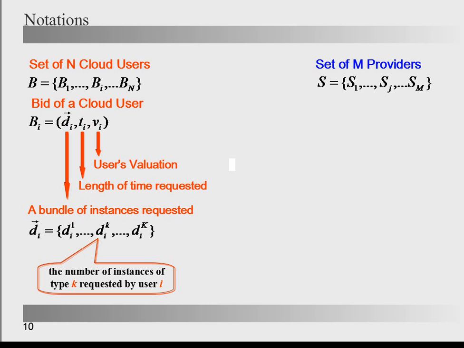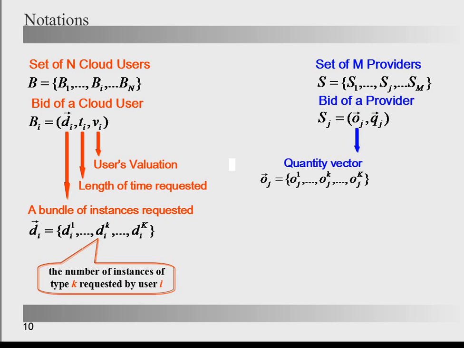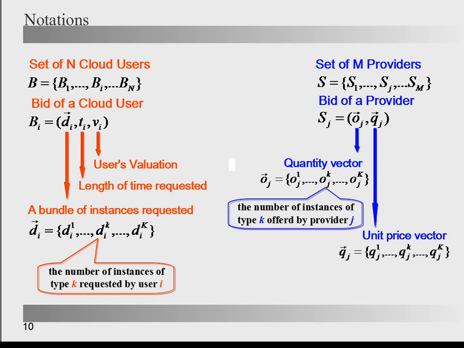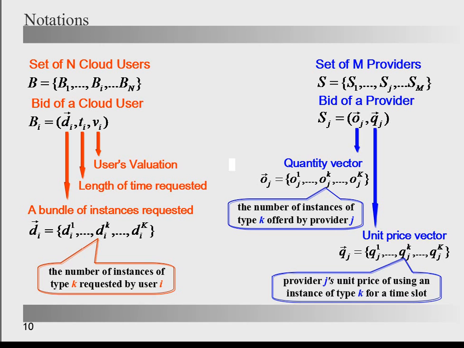Then there are m providers, the set of which is denoted as a vector s. An element sj represents a bid of a provider. Sj is a 2-tuple. The first element of Sj is a quantity vector, which contains the number of instances of each type offered. And the second element is a unit price vector, which contains the unit price of using an instance of each type for a time slot.